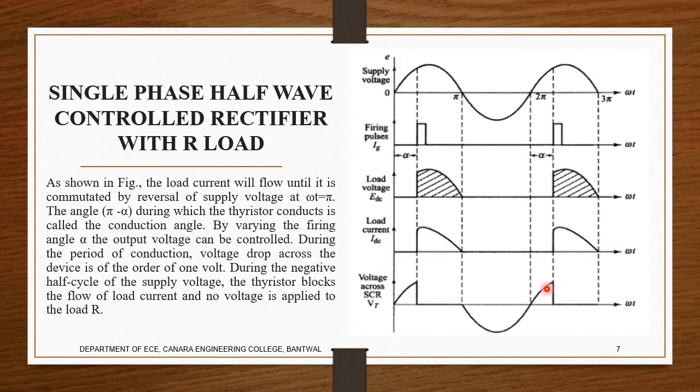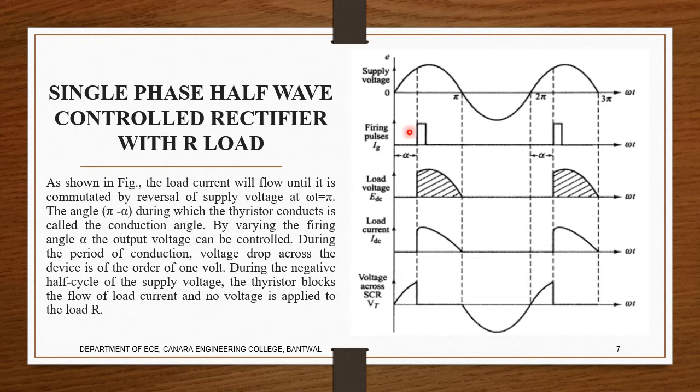So this is the half wave, so only one cycle has been used here. What is happening here is that the load current will flow until it is commutated by reversal of the supply voltage at omega t equals pi. The angle pi minus alpha, during which the thyristor conducts, is called the conduction angle. This is the triggering angle and this is the conduction angle.